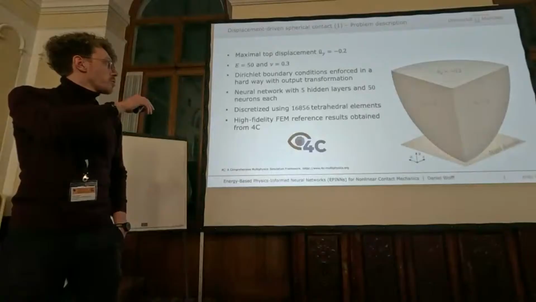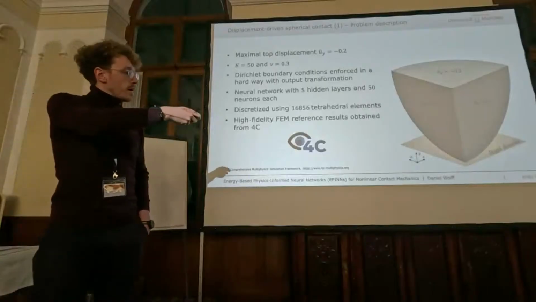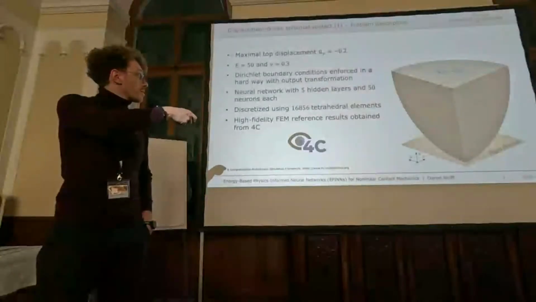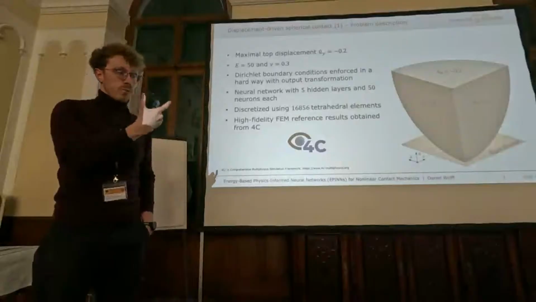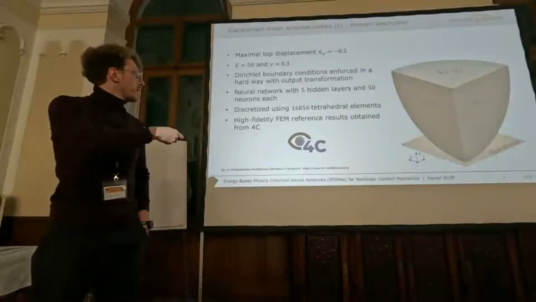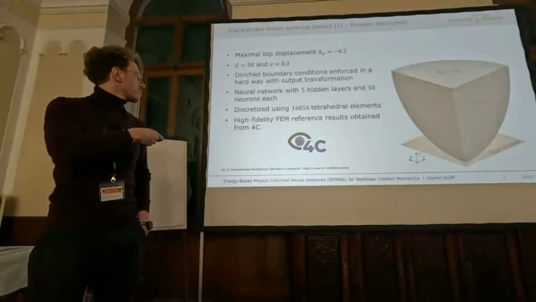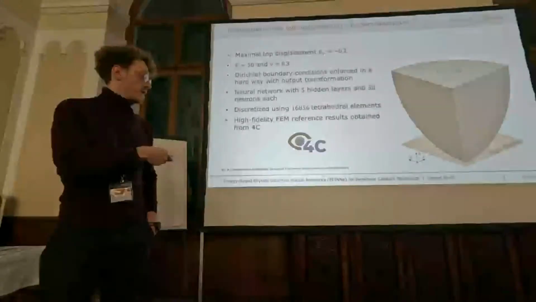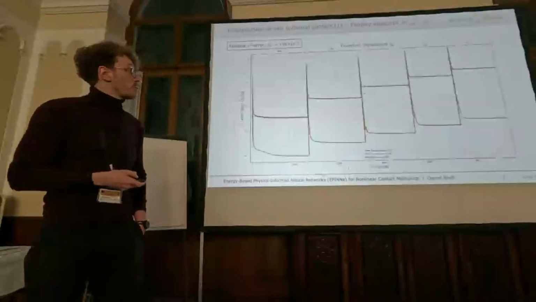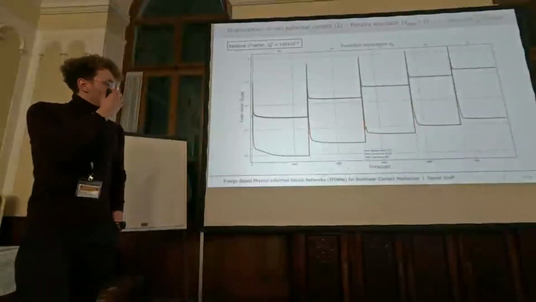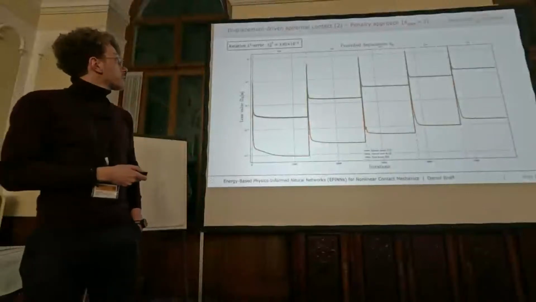We use a moderately large network, and then we discretize this with tetrahedral elements in order to be able to compute our energy potentials, and then we compare our solutions to high fidelity FEM results that we obtain with our finite element solver. And now if you look at the training progress of the neural network, it looks something like this.